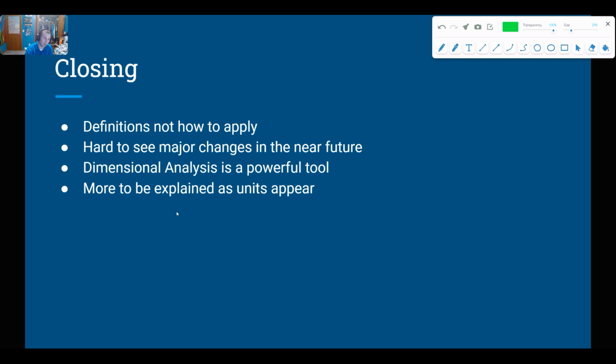And then, yeah, more to be explained with the derived units as they appear. Most of the units, like Newtons and Pascals and volts and stuff like that, are named after people, right? And as we encounter those units, I'll probably be doing historical asides on those scientists, just to go into the history a little bit and see what's going on.